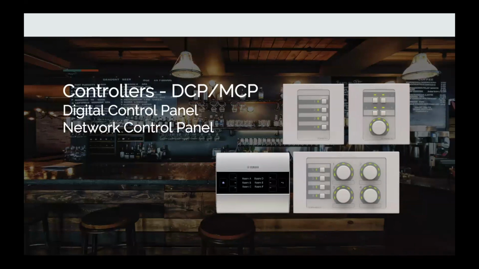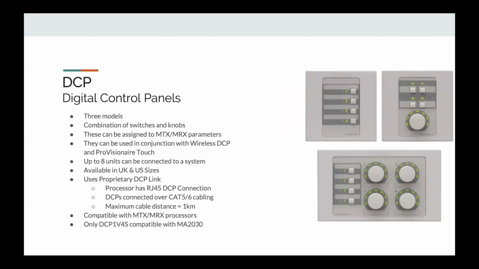I mentioned earlier the DCP and MCP panels. I just wanted to run through those with you. DCP, these are basically 1-gang and 2-gang control panels which fit conventional UK single and double back boxes. When you're putting in single or doubles, please put in 35 deep, which is the standard these days anyway. And they come in 3 models with combinations of switches and knobs.